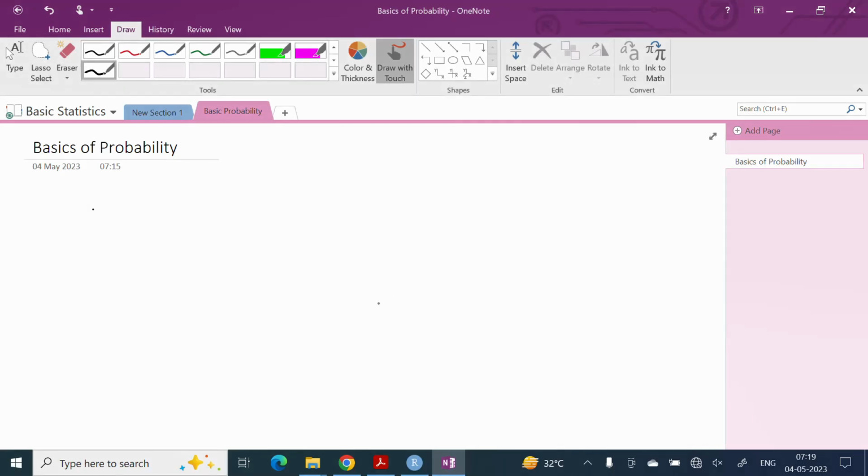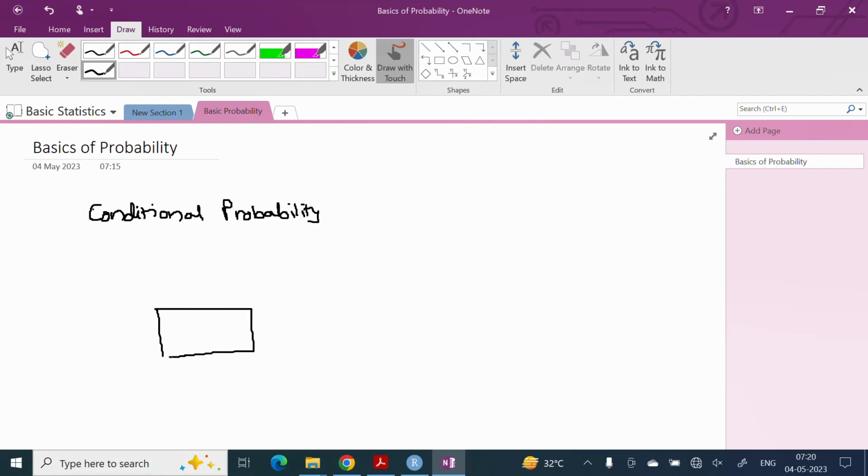Hello everyone. Today we are going to talk about conditional probability when two events depend on each other. So, what do I mean by that? Let me first state a scenario where we can easily understand this.